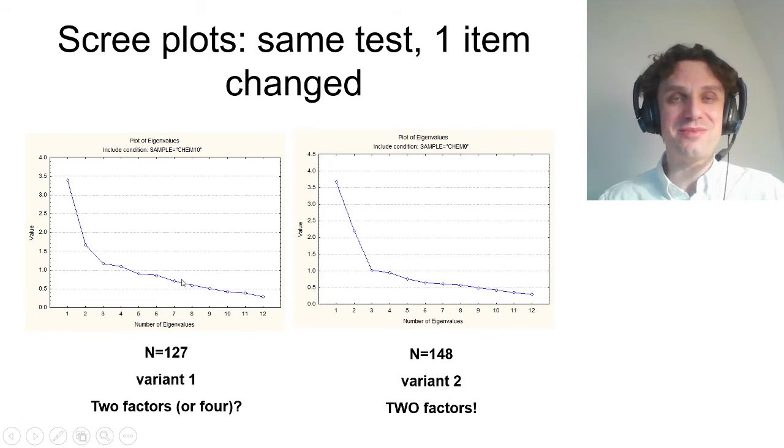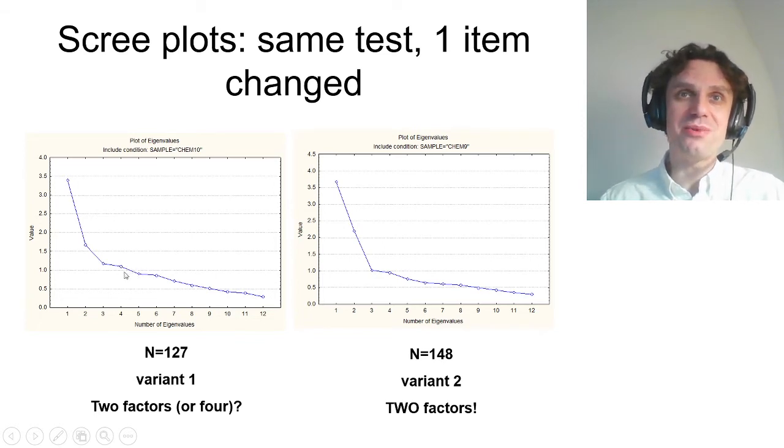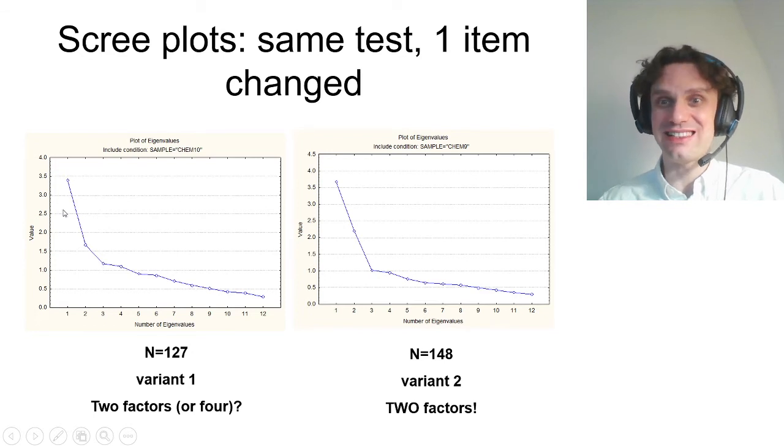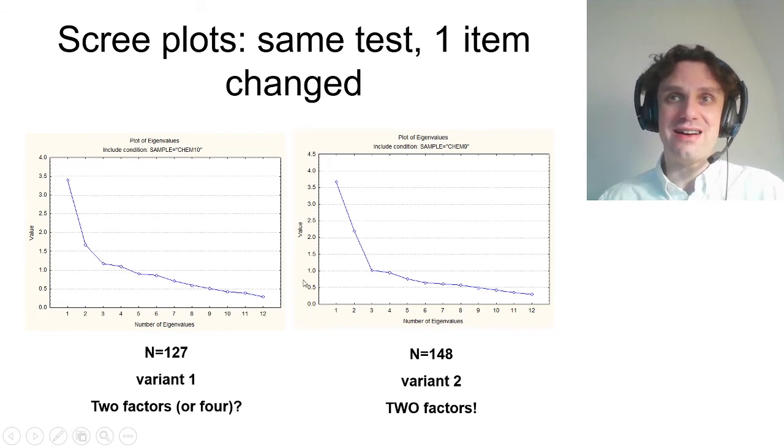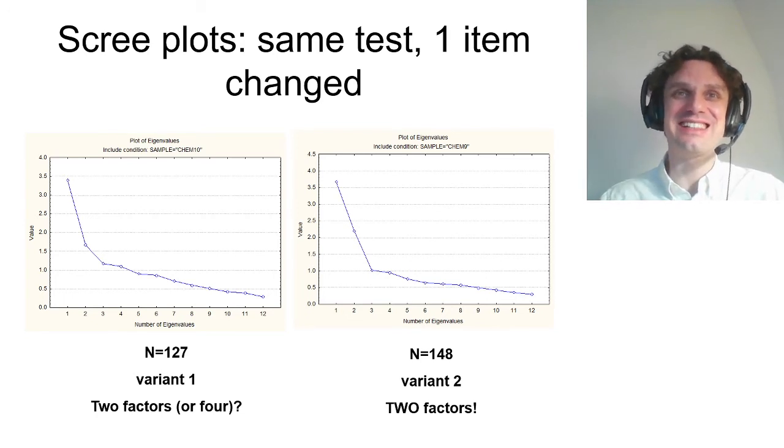Unfortunately, sometimes it's a little bit more tricky. If you take a look at this diagram on the left, you can see that maybe you need 2 factors, or maybe even 4, because there are several points where this line breaks. So sometimes it's hard to decide. But usually, if you have a clear factor structure, you see this picture on the right. Ironically, these two scree plots come from the same questionnaire used in two different samples, and just one item changed. So we can only wonder what has affected this sample on the left.